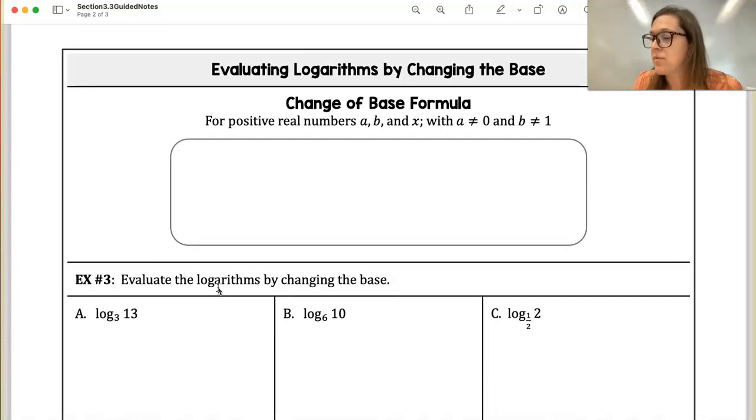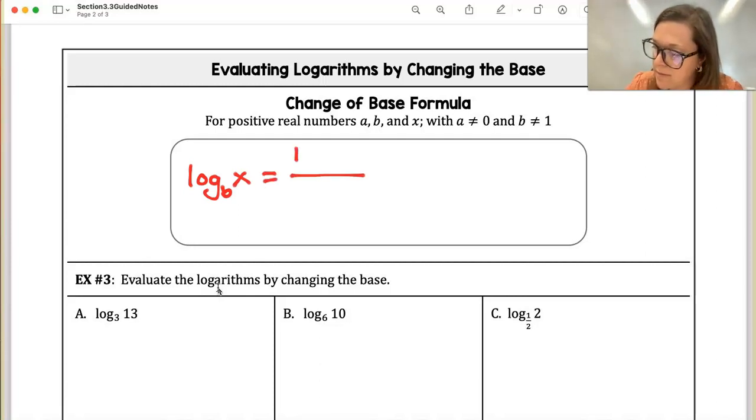So what the change of base formula says is that for any positive real numbers a, b, and x, with a not equaling 0 and b not equaling 1, you can have any log with any base of x, and you can change it into a quotient of 2 logs of some given base. I'm going to make that a, where you have log base a of x and log base a of b. So this is the way I remember it.